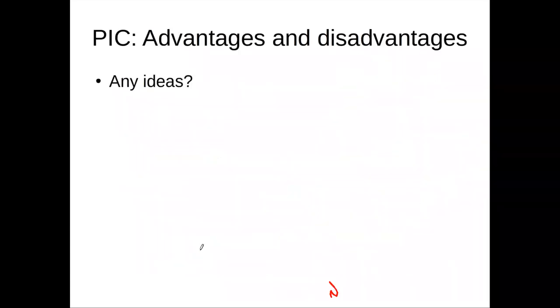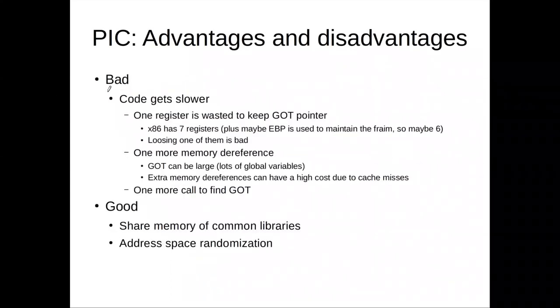What else? What are the other ideas for advantages and disadvantages of position-independent code? So a little bit of bad. The code gets slower. First of all, you waste one register, like EBX in our example, to keep the GOT pointer. x86 has 7 registers. If you also maintain EBP stack frames, that leaves you with 6 registers. If one of these 6 is constantly used to keep the GOT, that leaves you with 5 registers. So that's kind of small.